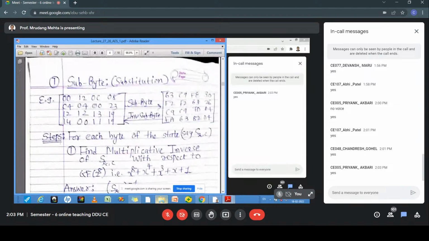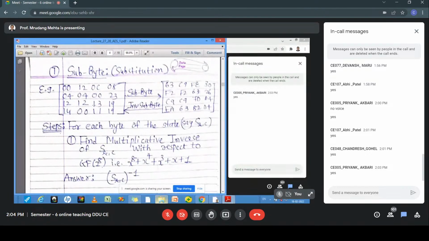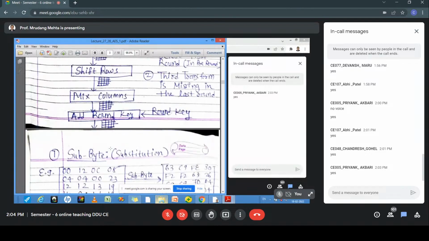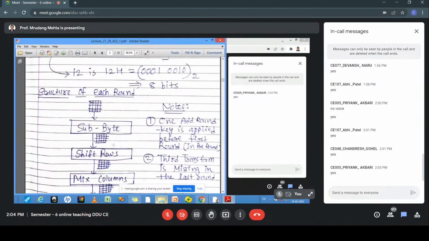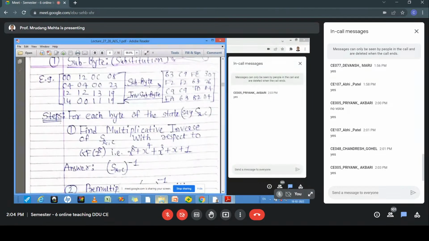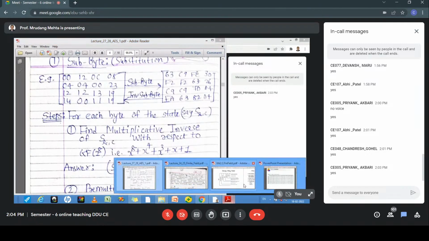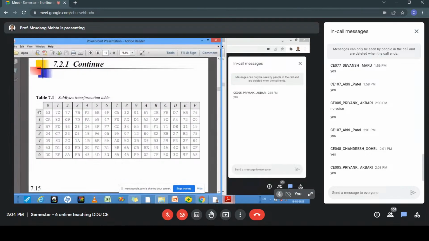Now each of these stages we will discuss in detail. What is sub byte? Sub means substitution. So what are the steps? You can see that this is a 4x4 block and each value is hex. This is the text, AES uses a matrix ZZ. This is our text, and this is our matrix representation. After sub byte, we get 00, so if you look at this table, what is the value at row 0, column 0?